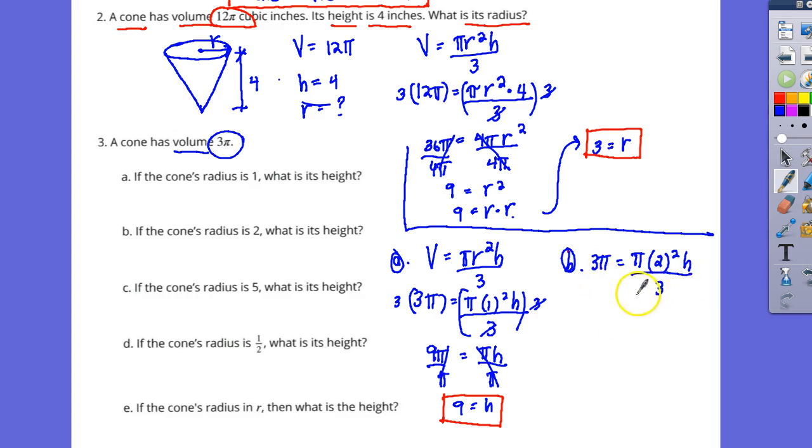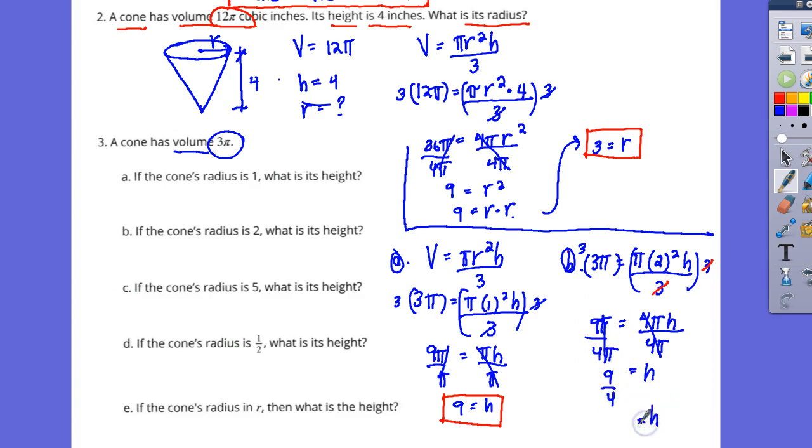So now on the left side, you're going to have 3 times 3 pi is 9 pi. On the right side, that 3 is just 1. So now you have 2 squared, that's 4 times pi. It's 4 pi, and then h. Solve for h, divide both sides by 4 pi. So on the right side, you have h. 9 pi divided by 4 pi. The pi is gone. So the height is 9 over 4.